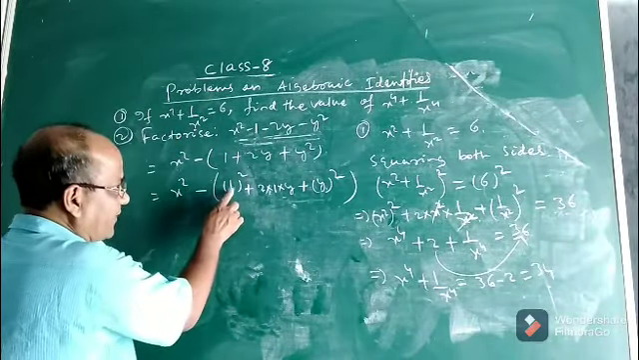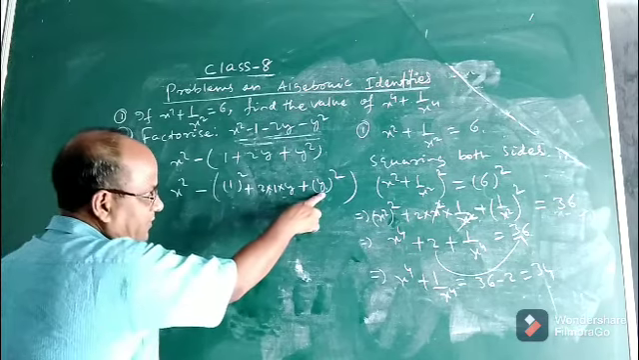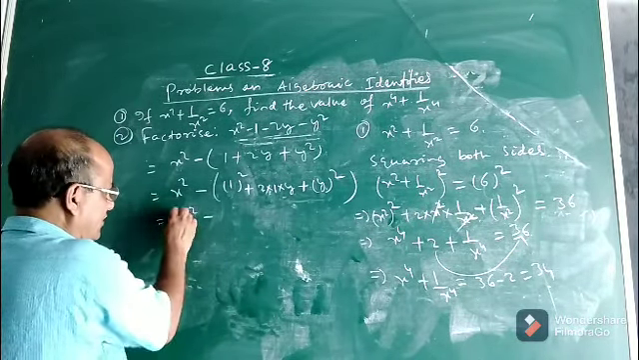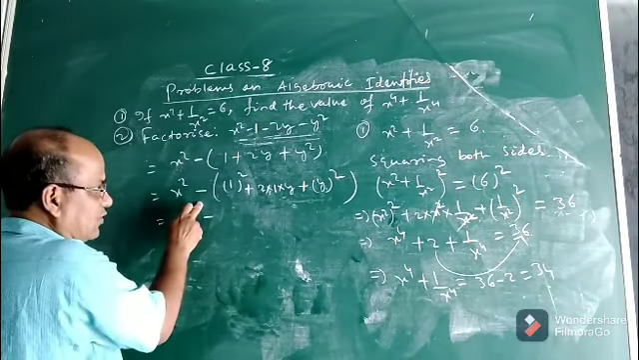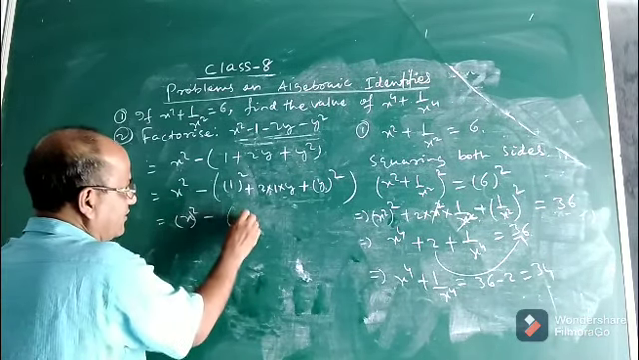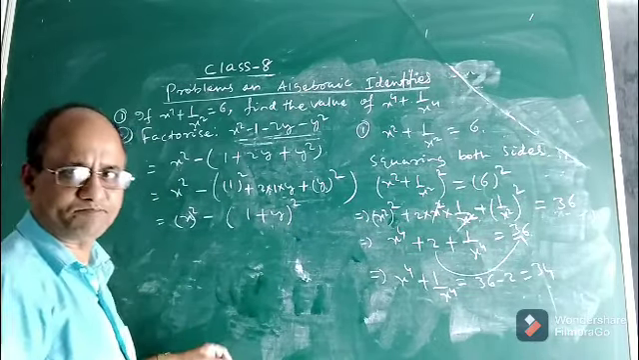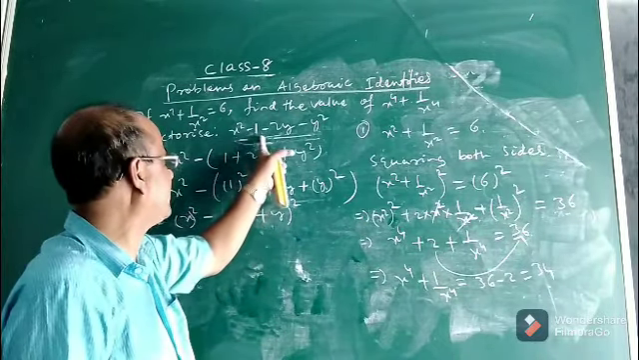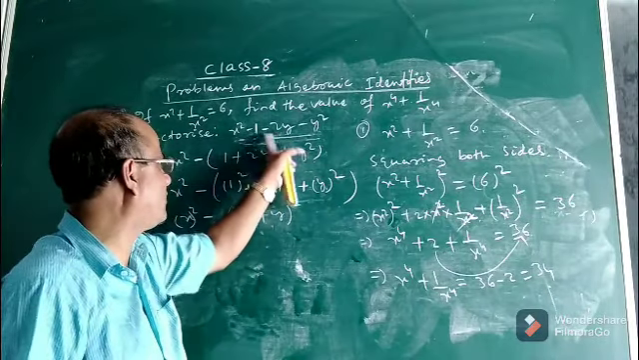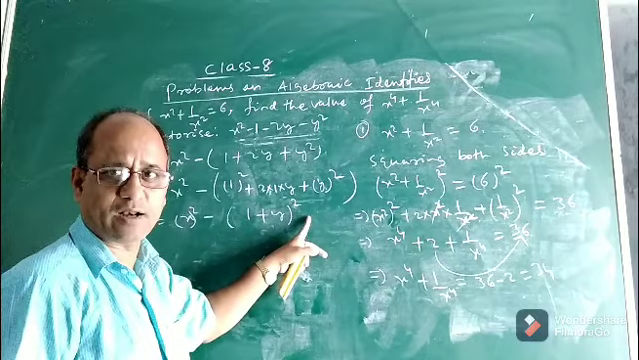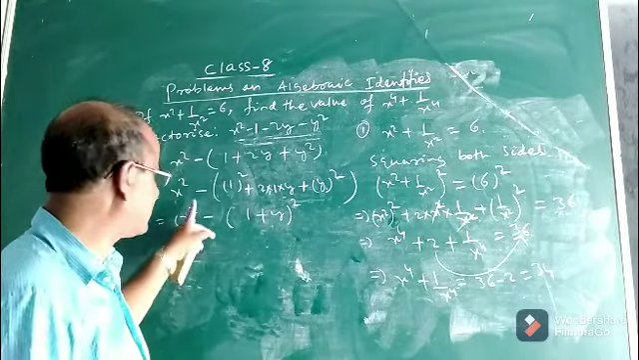Now, what is the value of a? Value of a is 1. What is the value of b? y. So put here: x square minus, x square can be written as x whole square, minus (a plus b) whole square, that means (1 plus y) whole square. Now these three terms, by taking minus common, came into this form, (1 plus y) whole square. Again, x square is x whole square.